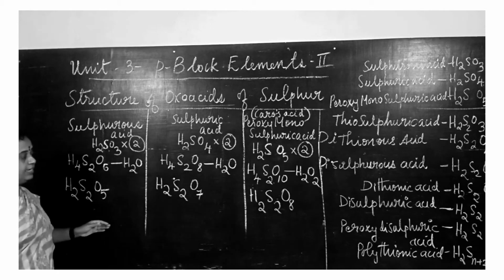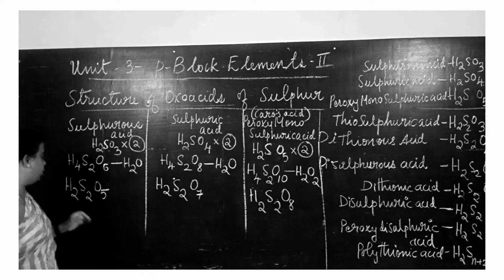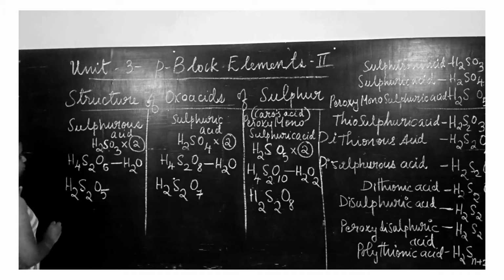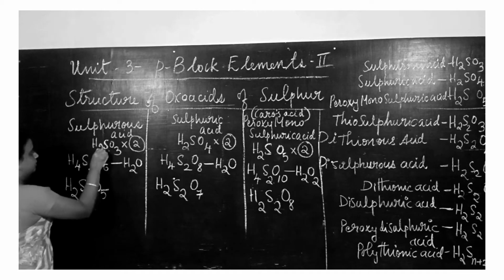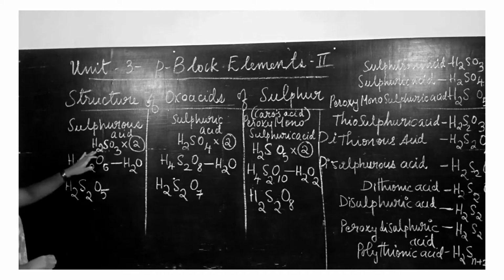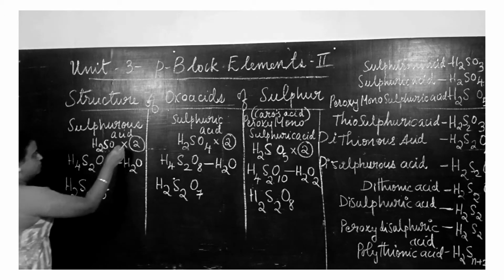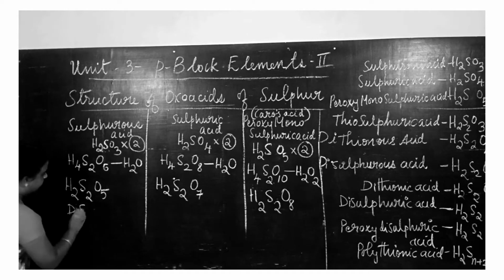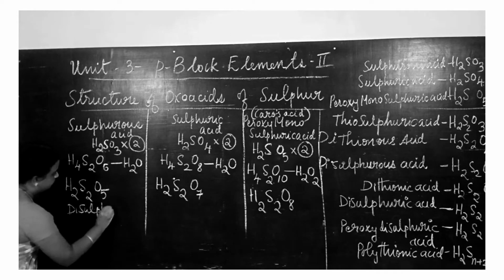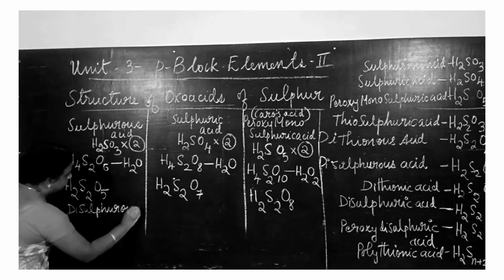Okay, now let us write the name for this structure. So here sulfurous acid is the basic oxoacid of sulfur. Because it is multiplied by 2, this becomes disulfurous acid.